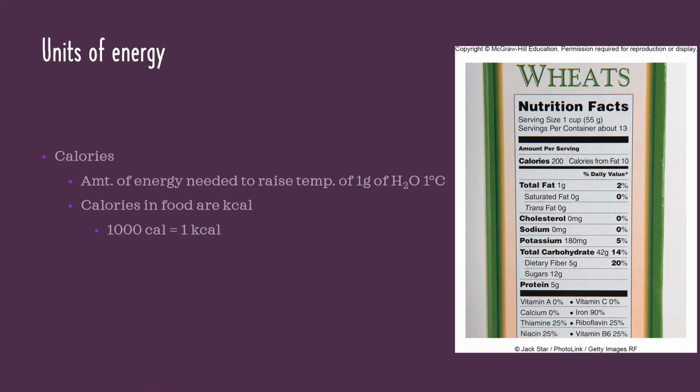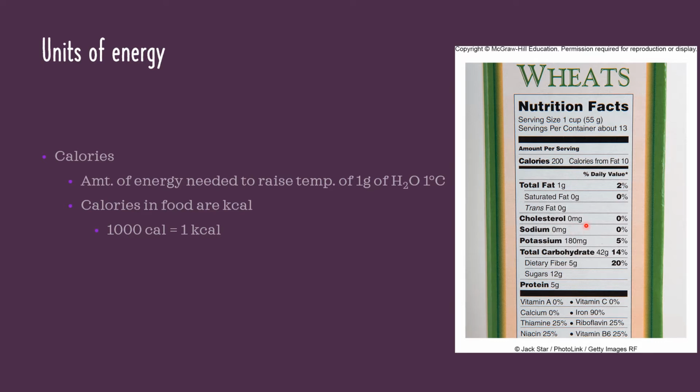The units of energy that we use in science are calories, and calories equal the amount of energy needed to raise 1 gram of water 1 degree Celsius. So if you take a gram of water, you have to use 1 calorie to heat it up 1 degree Celsius. Now the calories that I'm talking about are different from the calories that you find in food in one very specific way. The calories that I'm talking about, 1 gram of water raised 1 degree Celsius, there's 1,000 of those in 1 kilocalorie.